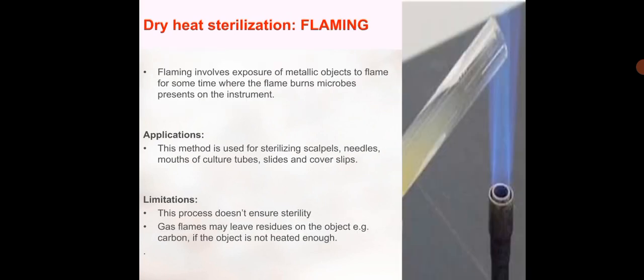Flaming. Flaming involves exposure of metallic objects to flame for some time, where the flame burns the microbes present on the instrument. This method is used for sterilizing scalpels, needles, mouth of culture tubes, slides, and cover slips. But there are a few limitations, like this process doesn't ensure sterility, and the gas flames may leave residues like carbon on the object if it is not heated enough.